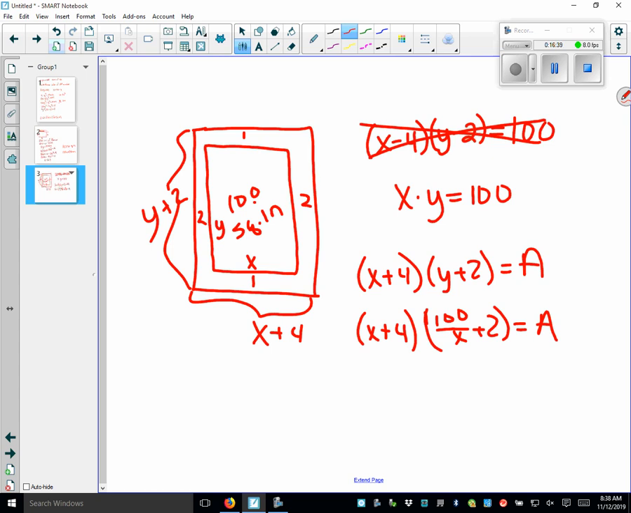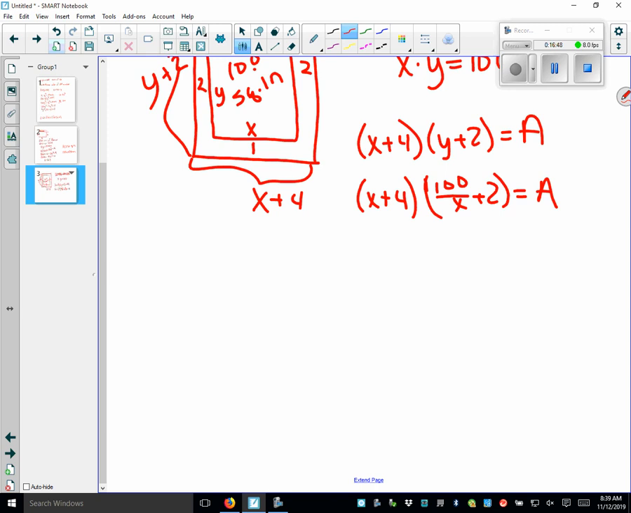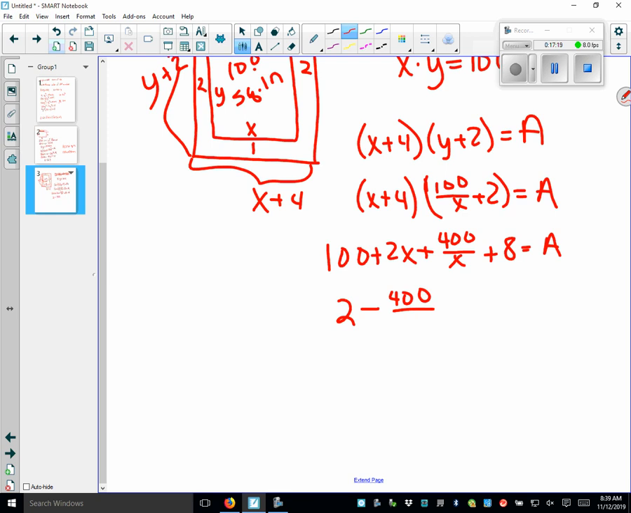Distribute before I take the derivative? It would be easier to distribute before I take the derivative, wouldn't it? Or FOIL. So I have 100 plus 2x plus 400 over x plus 8 equals the area. I just FOIL. Okay, now we can take the derivative. What's the derivative of 2x? 2 minus 400 over x squared equal to 0.